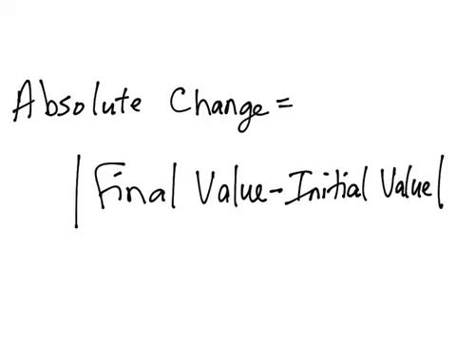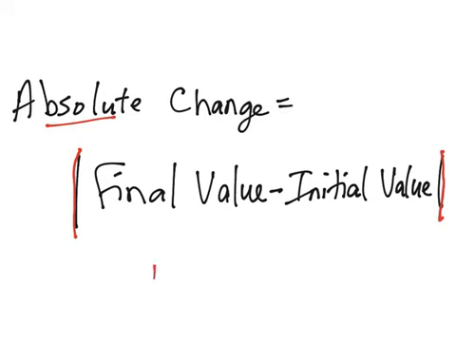To calculate absolute change, we will take the final value minus the initial value, and notice we have absolute value bars because this is absolute change. It's absolute value because we are talking about the difference between the amounts. We don't care positive or negative. It's about the difference between the two.